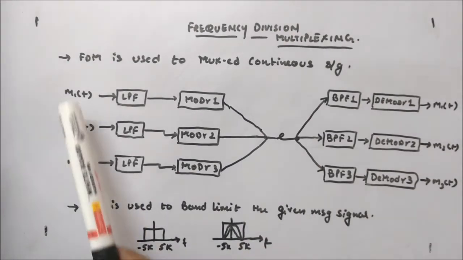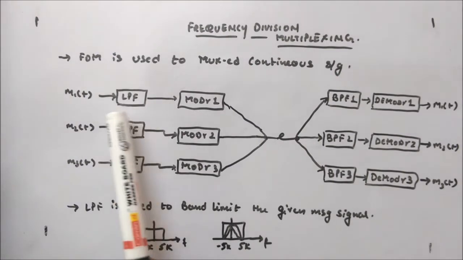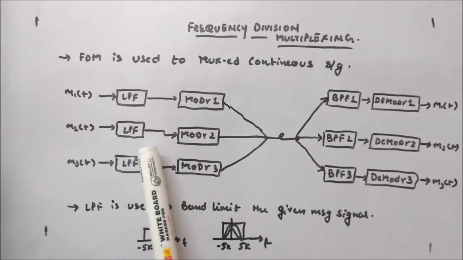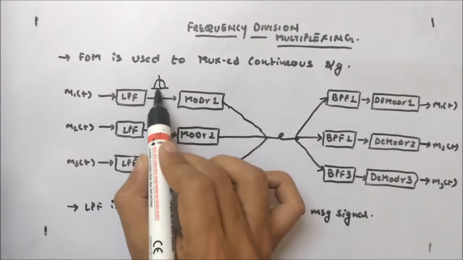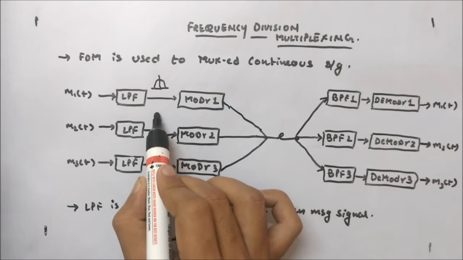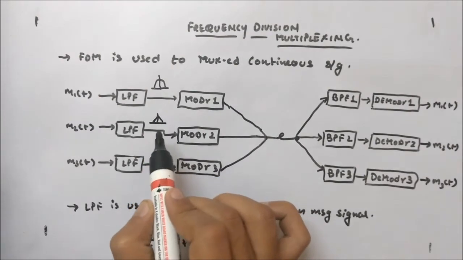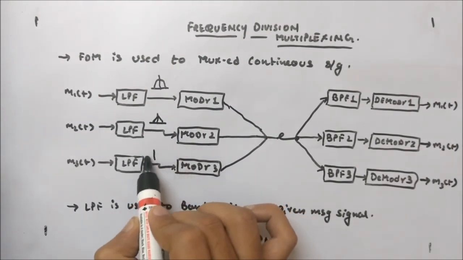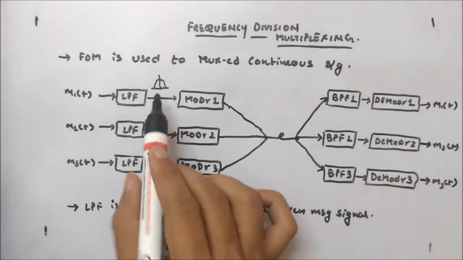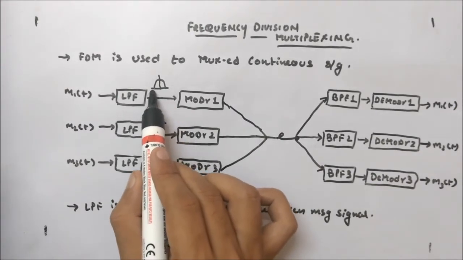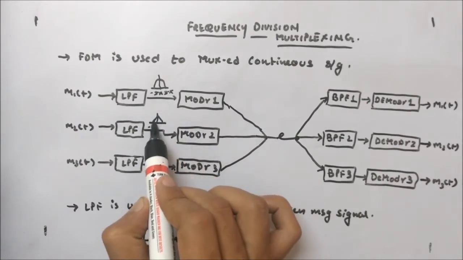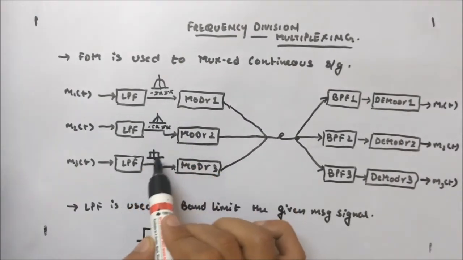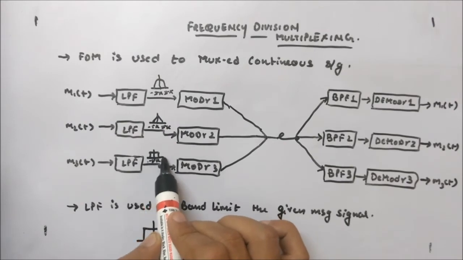So let's say you have three signals. These three signals go through a low pass filter. This may look like something like this, and this may look like something like this, and this may look like something like this. All have the same bandwidth, let's say minus 5k to 5k. This is also minus 5k to 5k. This is also minus 5k to 5k.